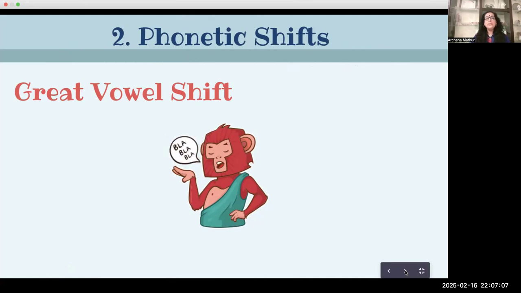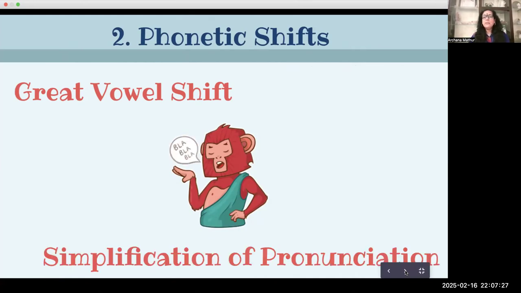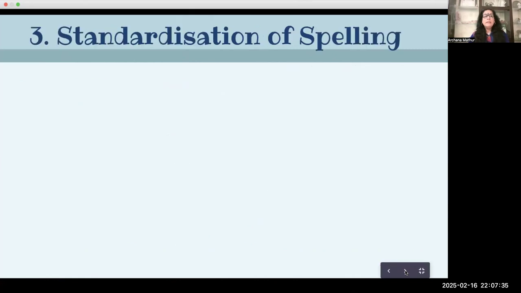Daughter, DAUGHTER. Here again, the GH sound disappeared, so it became daughter. GH was dropped. The spelling of words remained unchanged, but the pronunciation changed, and this led to the coming of silent letters. This was basically to make the pronunciation simplified.